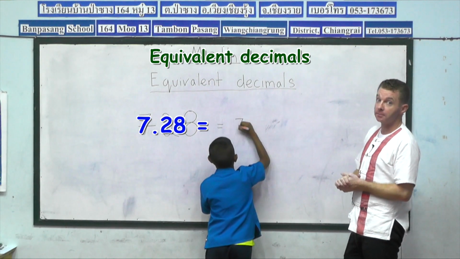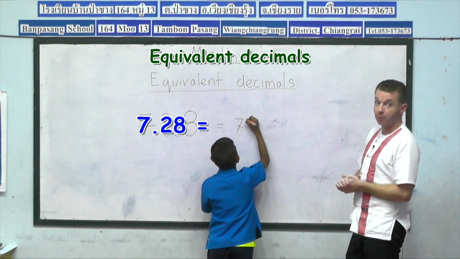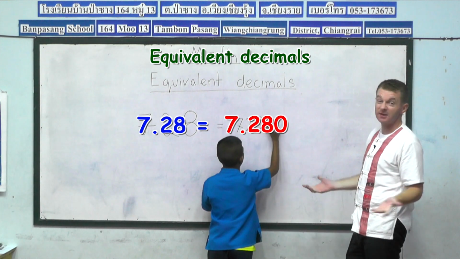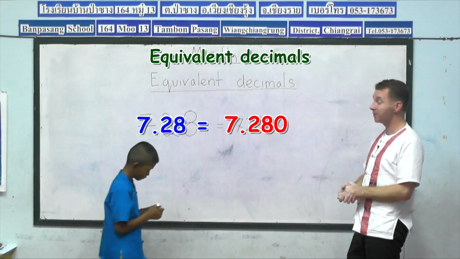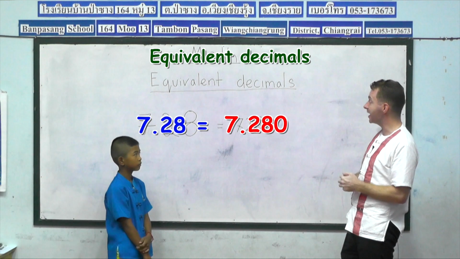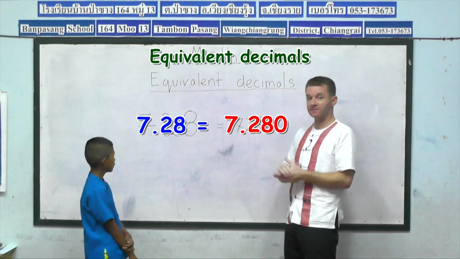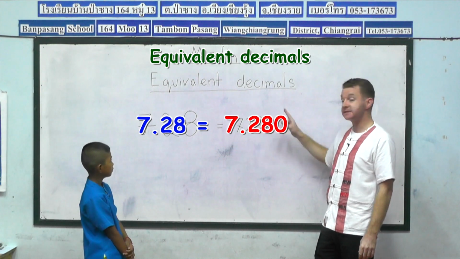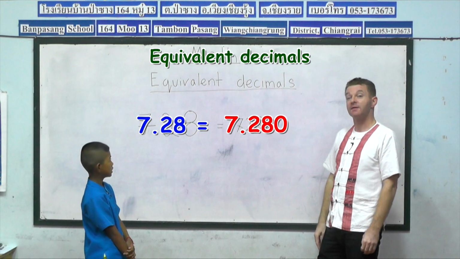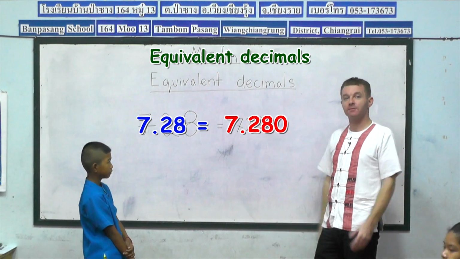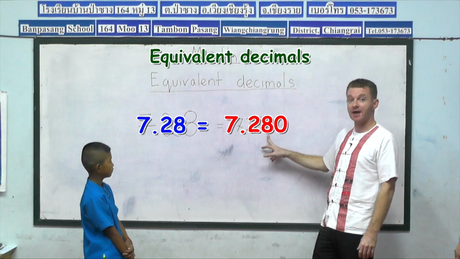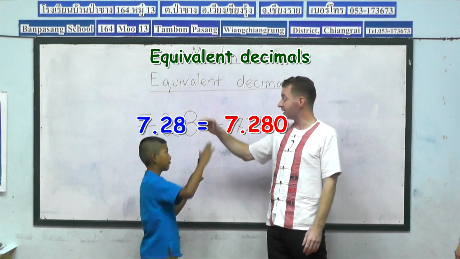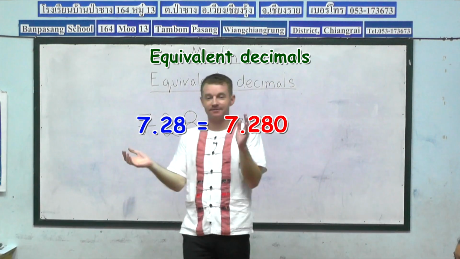Always start with the whole number, 7. And then point, 2, 8, and 0. Every time, 0. So it's great to see you understand completely, guys. 7.28 equals 7.280. And that's what we mean by equivalent decimals. Just add a 0 to the end every time, and it keeps the same value. Pat, that was excellent. High five and a big round of applause for Pat, please, guys.